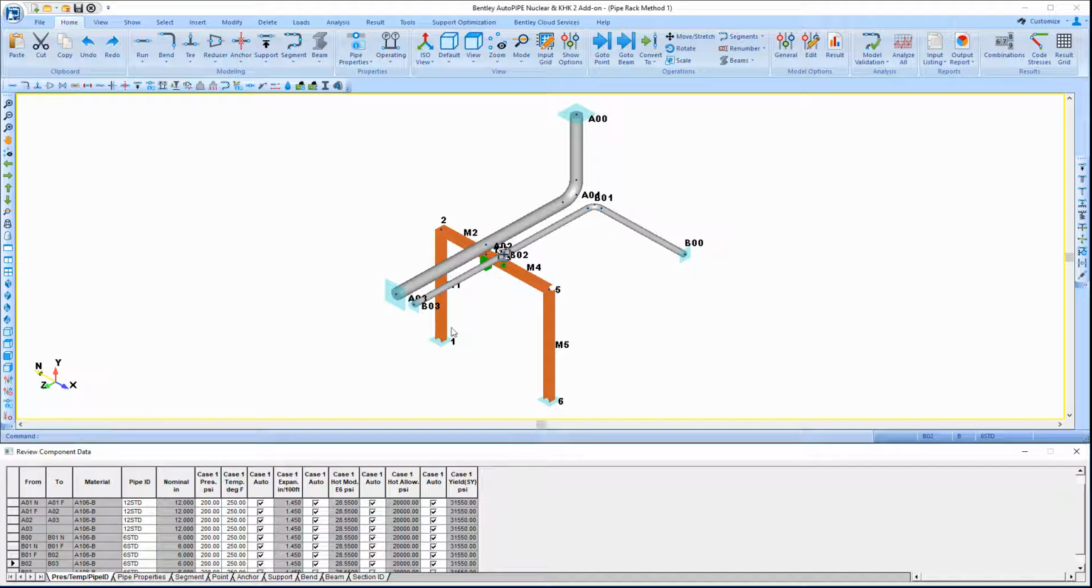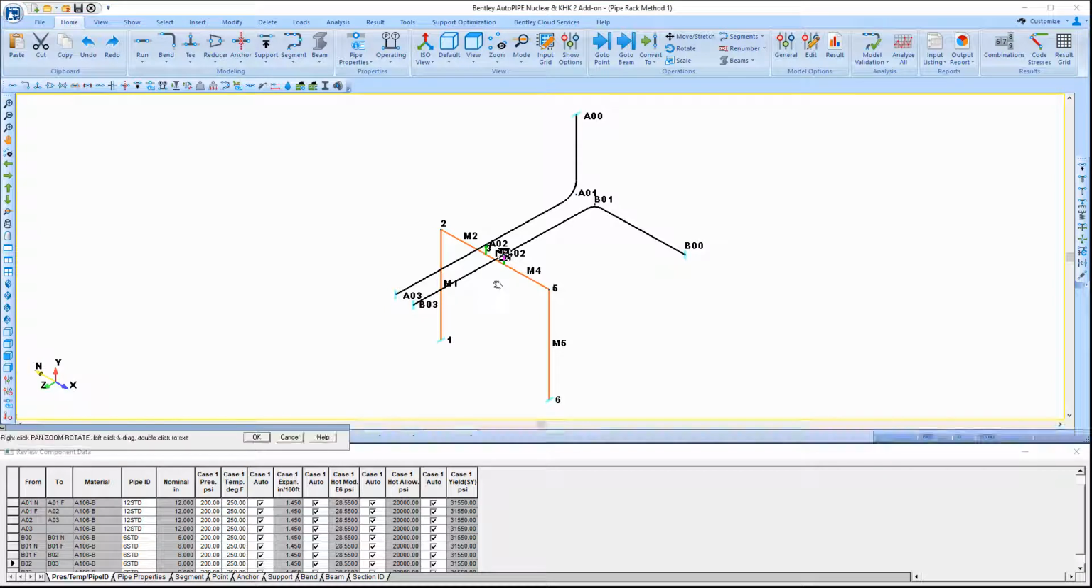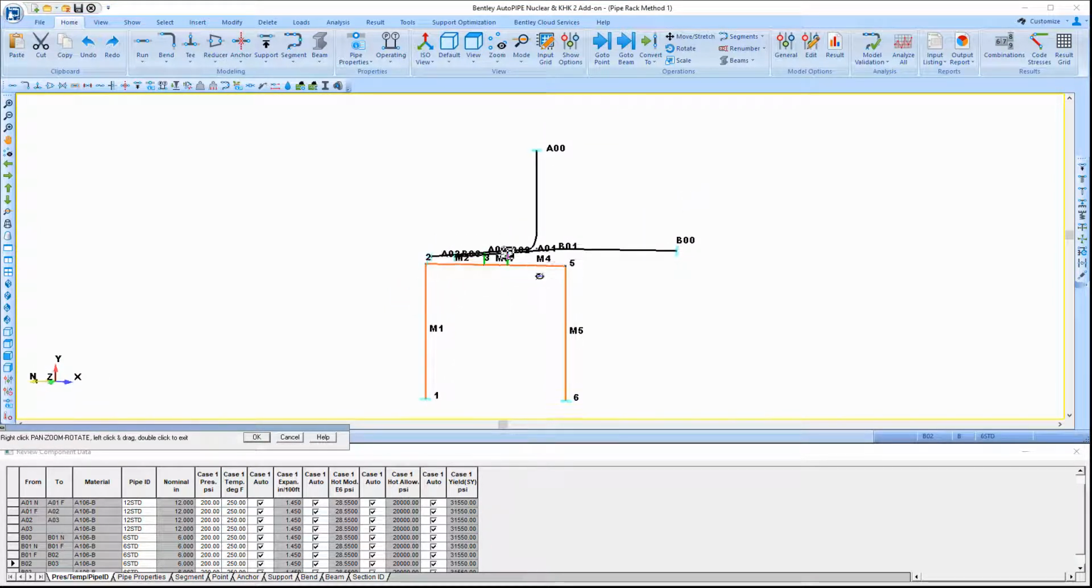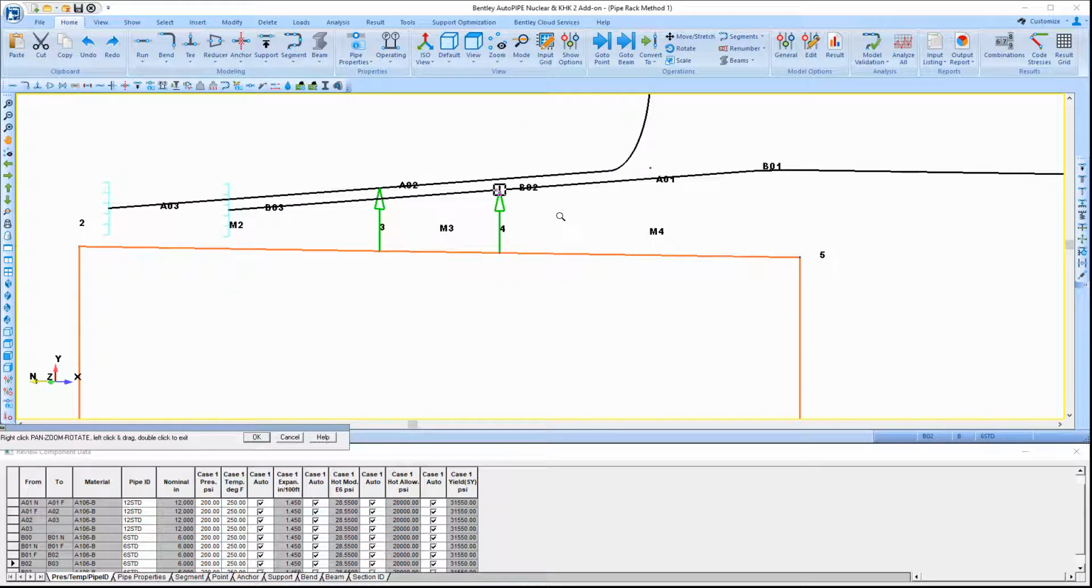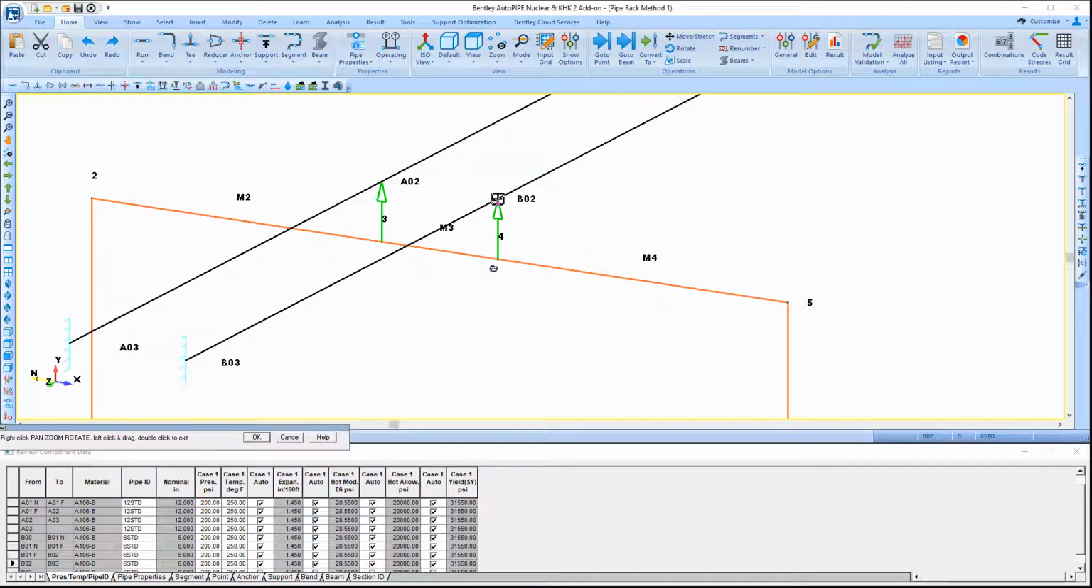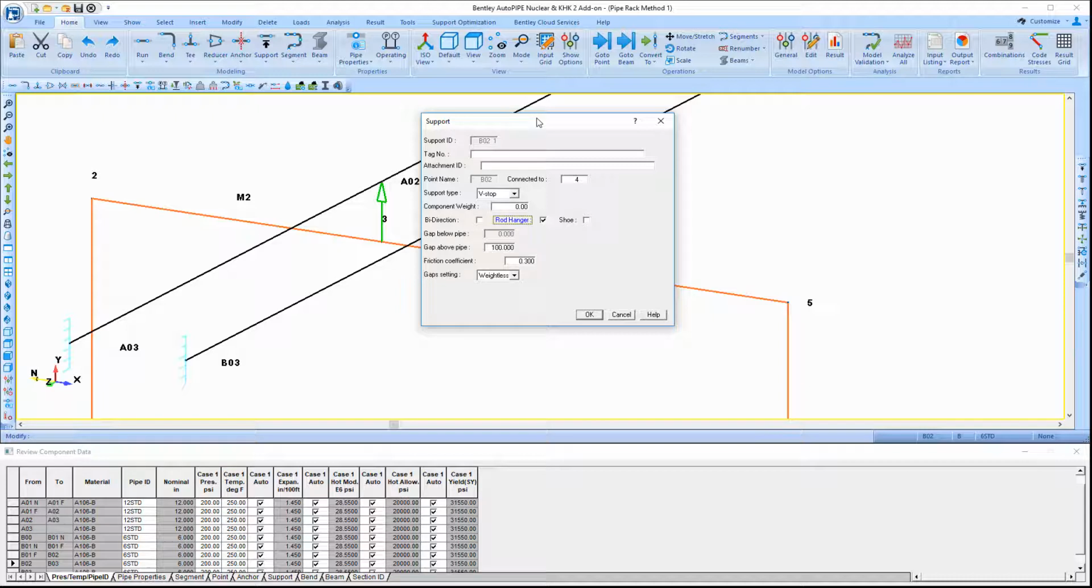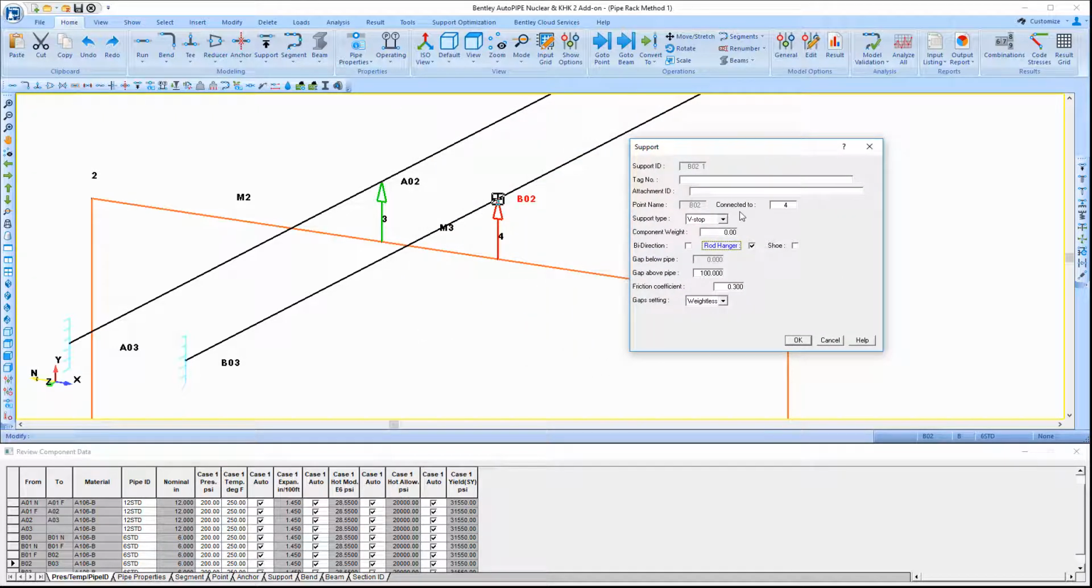So this is the first example, where the pipe supports are modeled with their separate nodes, and then the frame itself has nodes basically underneath the supports themselves. And you can see as we zoom in there that the supports are attached to the frame node itself. So we can double click the support itself. We can see that the pipe is supported to the structural node itself.